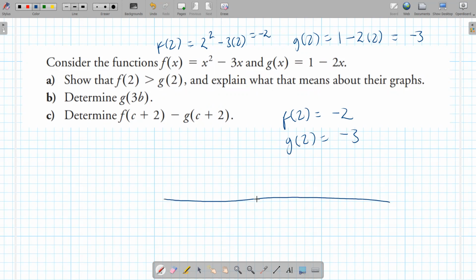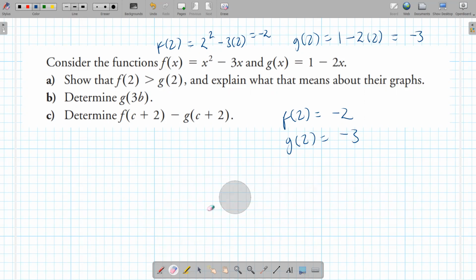How does that work, by the way? It works like this. Let's say this is the number line. There's a 0 there, yeah? The number on the right is always bigger than the number on the left. So minus 2 would be here, minus 3 would be here, yeah? Since minus 2 is on the right, this number is bigger.